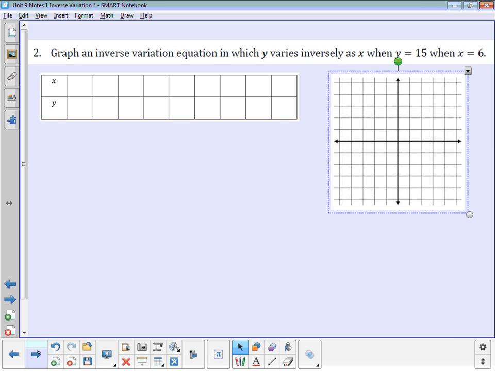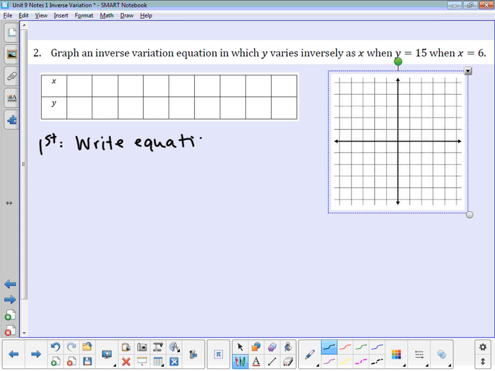Okay. Let's take a look at number 2. It says graph the inverse variation equation in which y varies inversely as x when y is equal to 15 and x is equal to 6. So here's our steps for getting this taken care of. I first need to write my equation. I know that when x is 6 and y is 15, that's going to be my k value. I have to find that k.